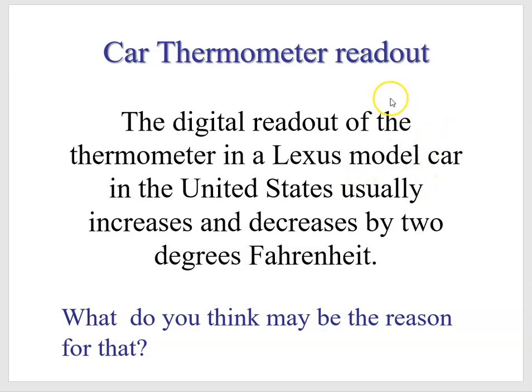So for example, the digital readout of the thermometer in a Lexus model car in the United States usually increases and decreases by 2 degrees Fahrenheit, although sometimes it'll increase or decrease by 1 degree Fahrenheit. So pause the video and think about this digitization, this quantization, and the conversion from Fahrenheit to Celsius, and see if you can determine why you think that might happen.